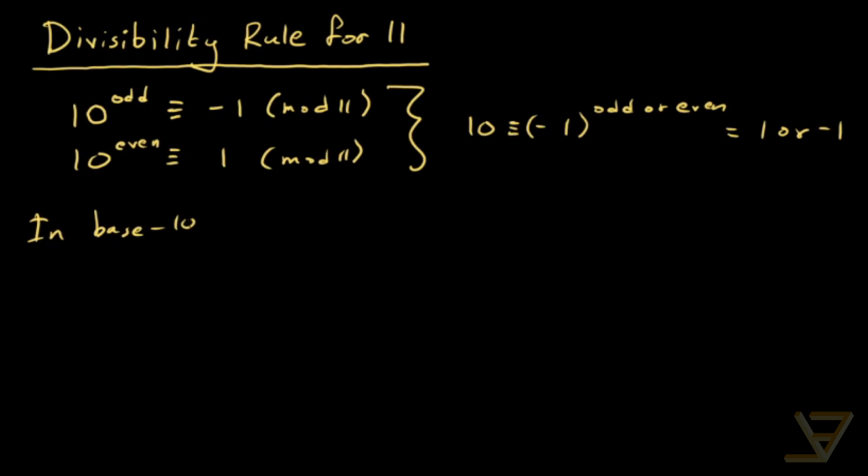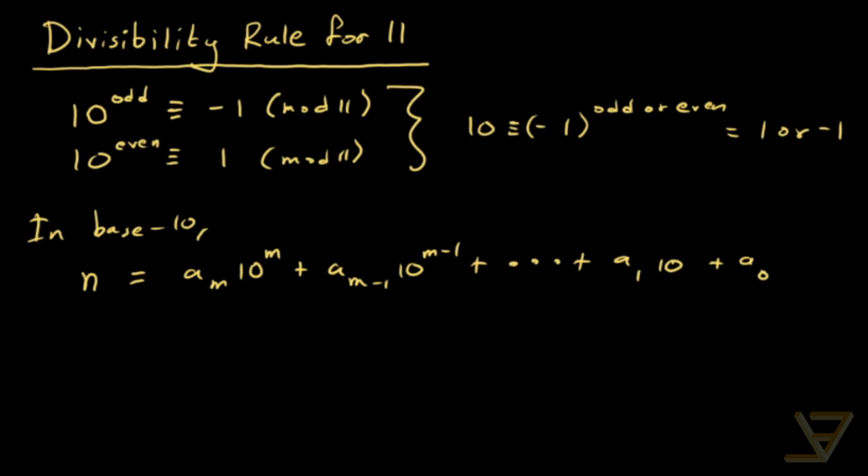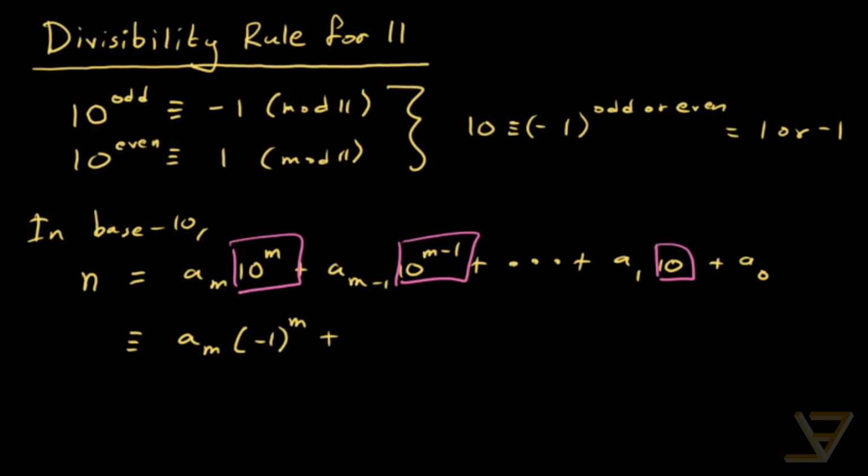In base 10, we can write a positive integer n as a_m 10^m plus a_(m-1) 10^(m-1) all the way through to a_1 10 plus a_0. Now we're going to reduce these powers of 10 modulo 11, and we're going to get a_m times (-1)^m plus a_(m-1) times (-1)^(m-1) all the way through to -a_1 plus a_0. So you can see that the terms have alternating signs.